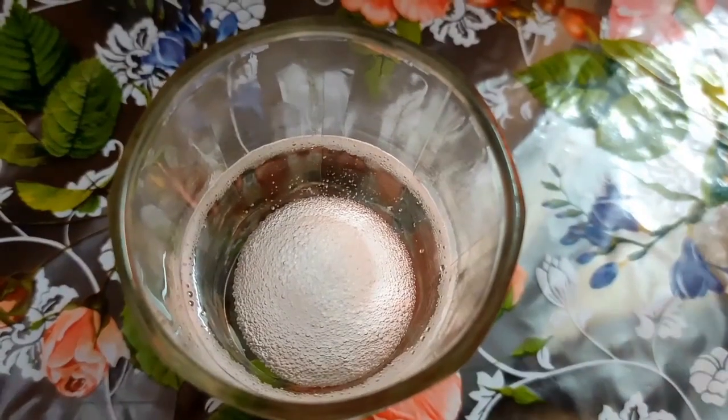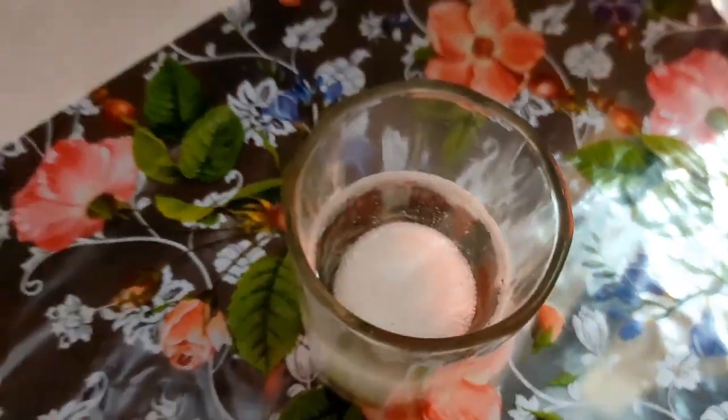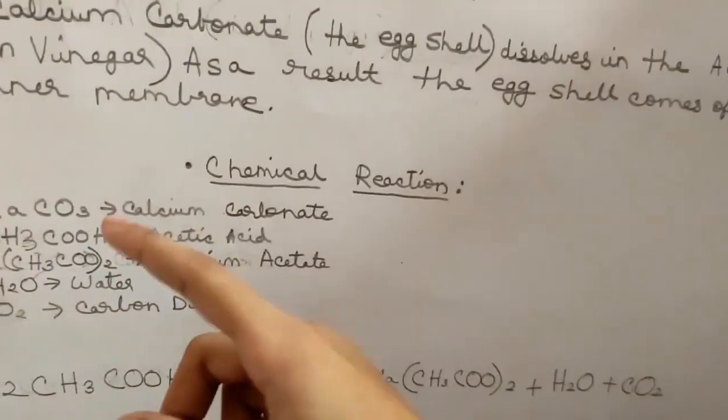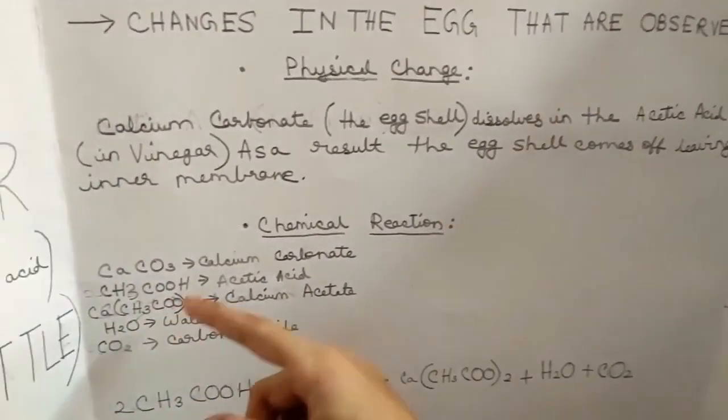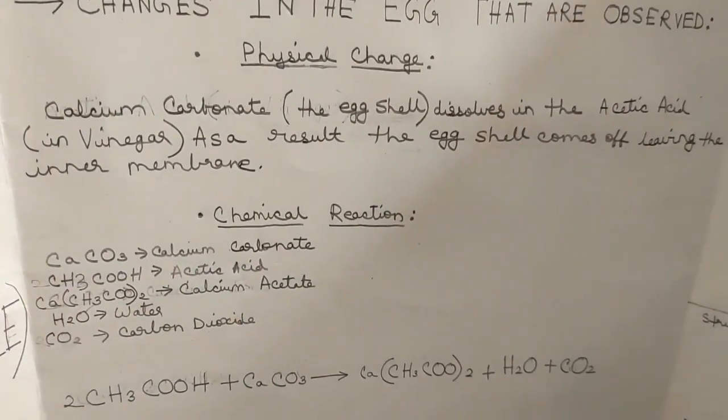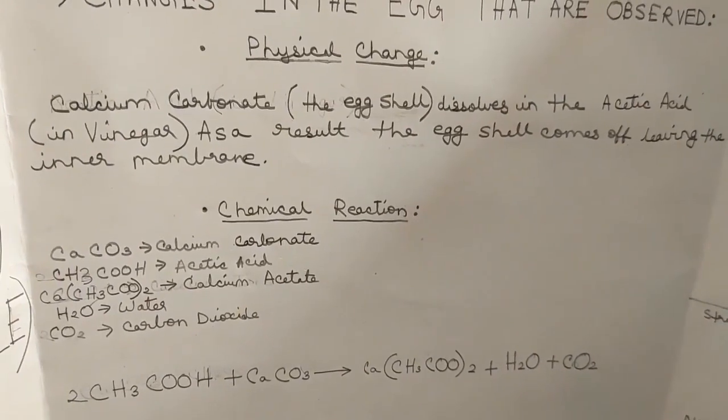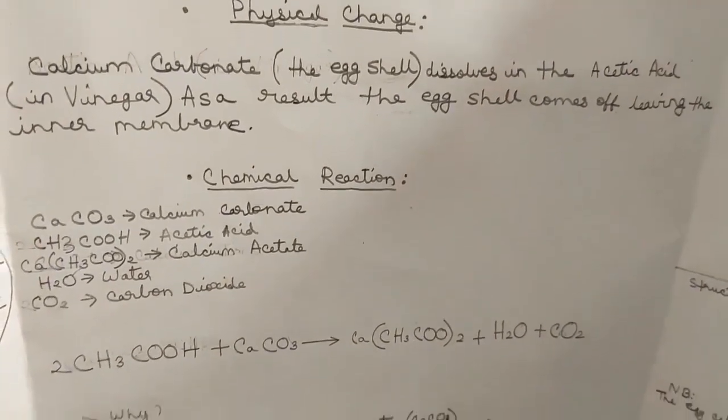Why does this bubble come out? The reason behind the bubbles is that calcium carbonate, which is CaCO3, dissolves in the acetic acid, which is CH3COOH. As a result, carbon dioxide gas is released, which forms the bubbles. So that is from day one.